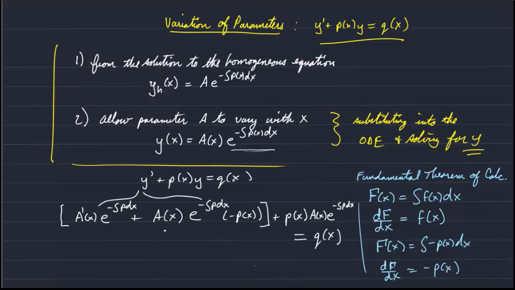So you'll notice that we have a e to the minus the integral of p dx times minus p of x, and then we have y times positive p of x. So these two terms cancel each other out. And so what we're left with is a prime is equal to, I'm going to bring this term to the right-hand side by multiplying both sides by e to the positive integral of p dx. So we have e to the positive integral of p dx times q of x.